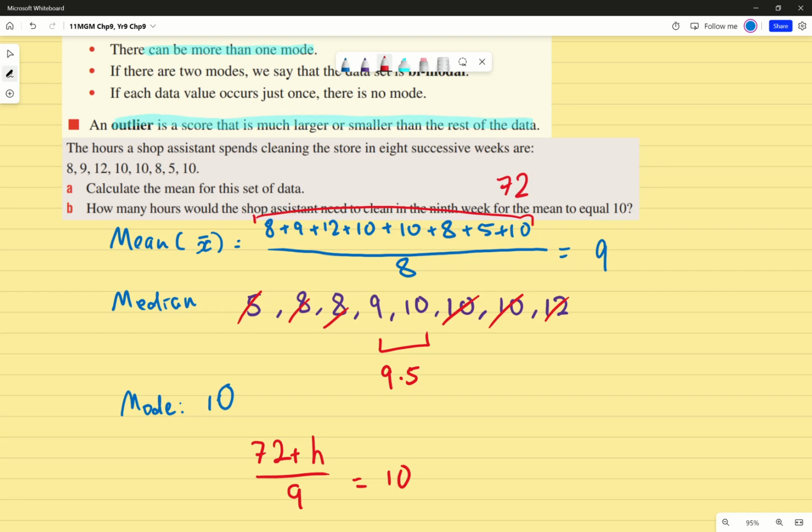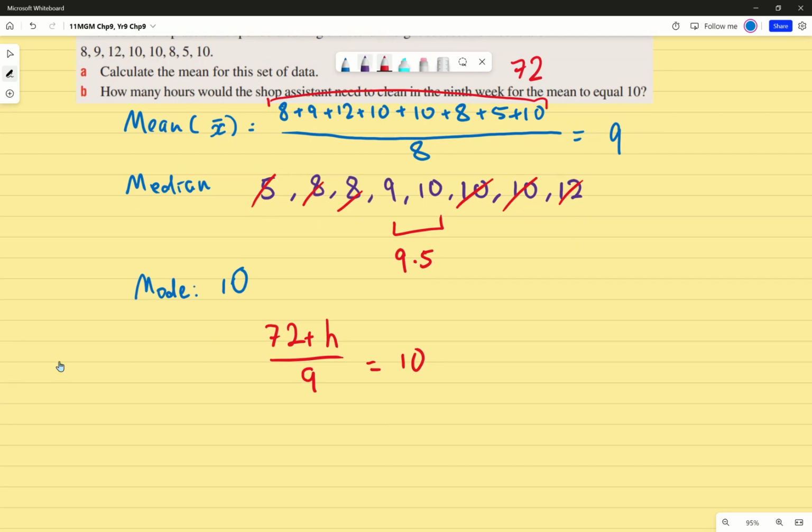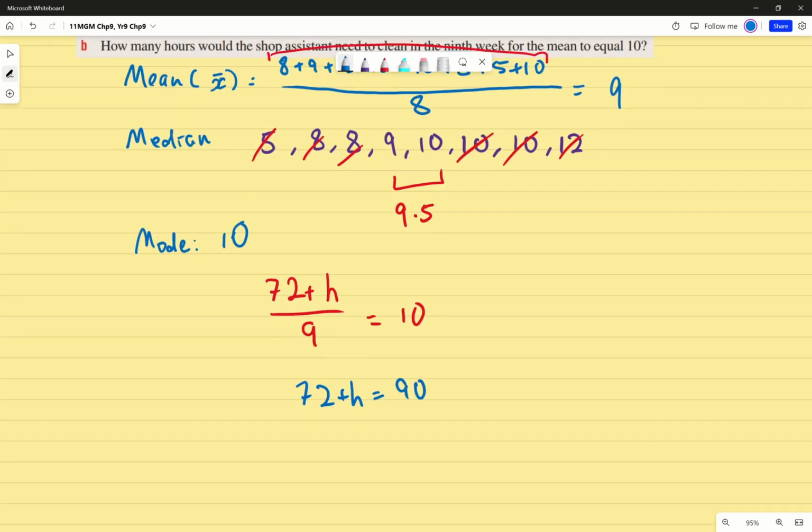It's the total plus however many hours over, now instead of 8, which is how many weeks we had, now it's 9 weeks, because we're trying to figure out if we did a 9th week, how many hours would we have to work? And the average of that would equal 10. And then I'd solve that by multiplying both sides by 9 to give 72 plus h equals 90. And I'd subtract 72 on both sides to give us 18.